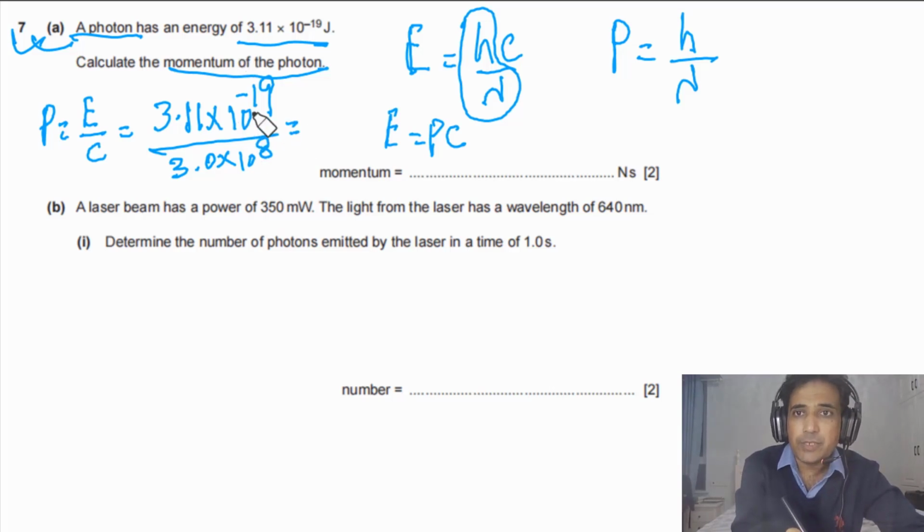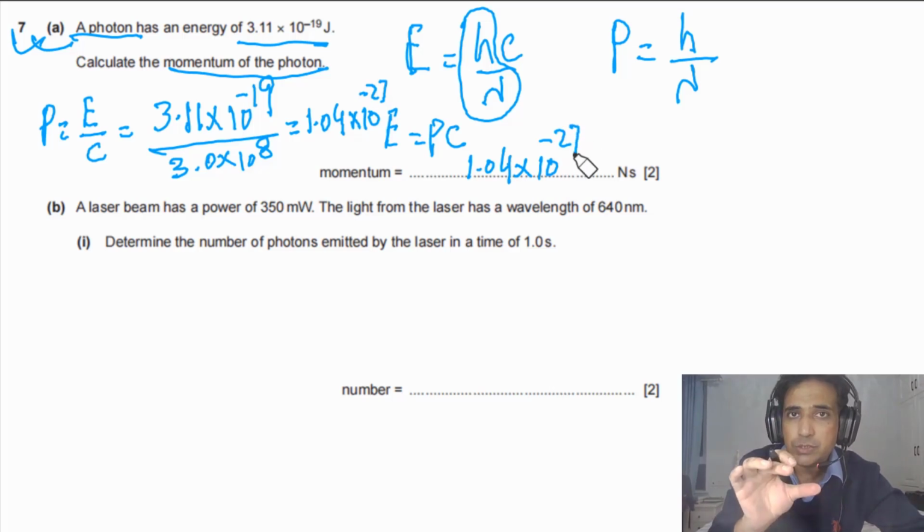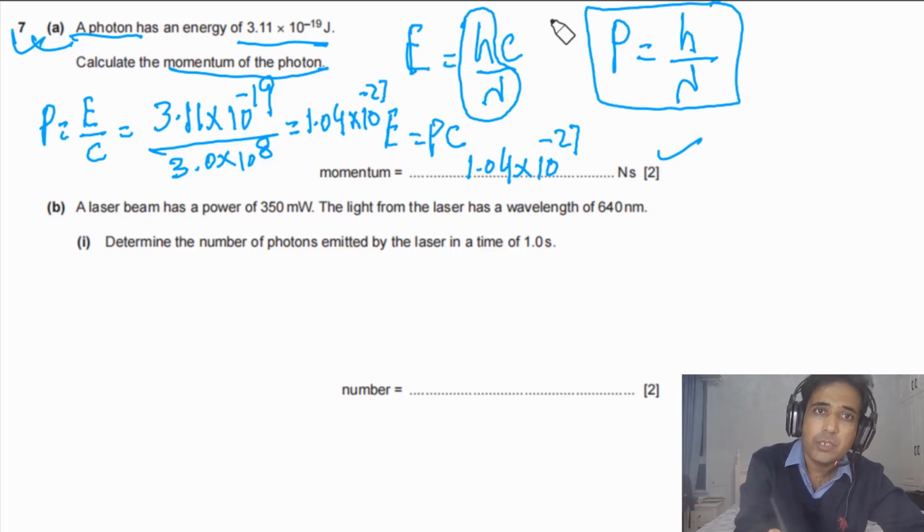Now, if we simplify this one, we will get the value of momentum equal to 1.04 times 10 to minus 27. So you will write here 1.04 times 10 to minus 27 newton seconds. So this is our final answer. Pretty straightforward one, but these two equations are very important for quantum physics.